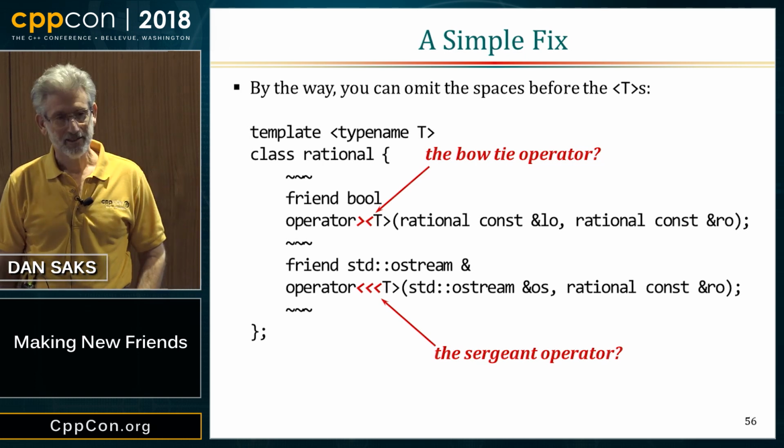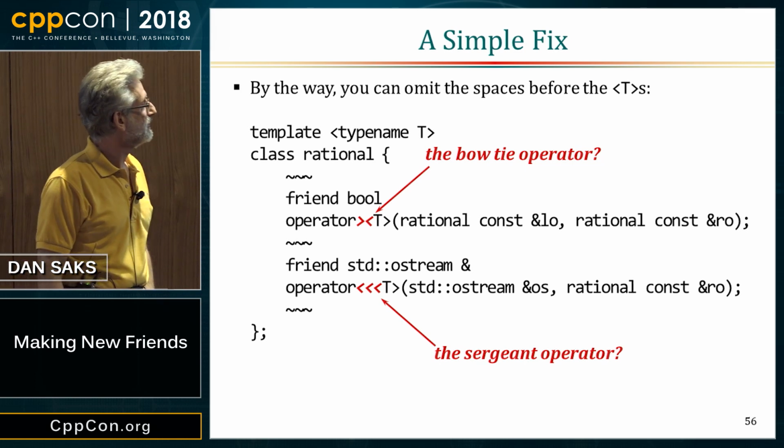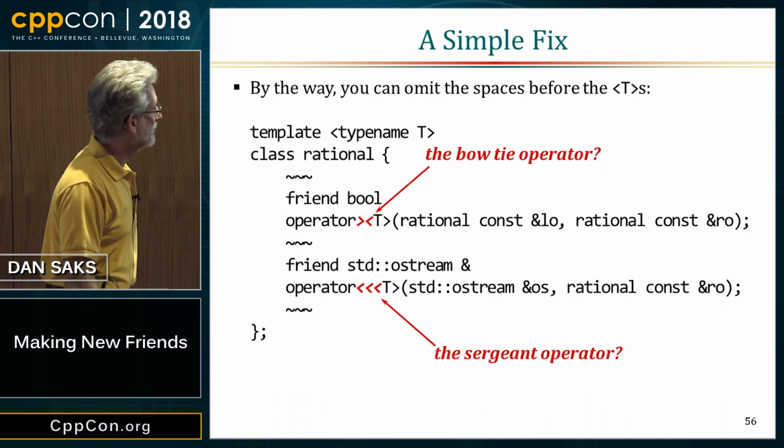Okay, by the way, just as a lexical issue, the spacing there you don't need. So you get these curious looking things like the bow tie operator, or if you turn it sideways, it's a sergeant. There's 3 chevrons for a sergeant.